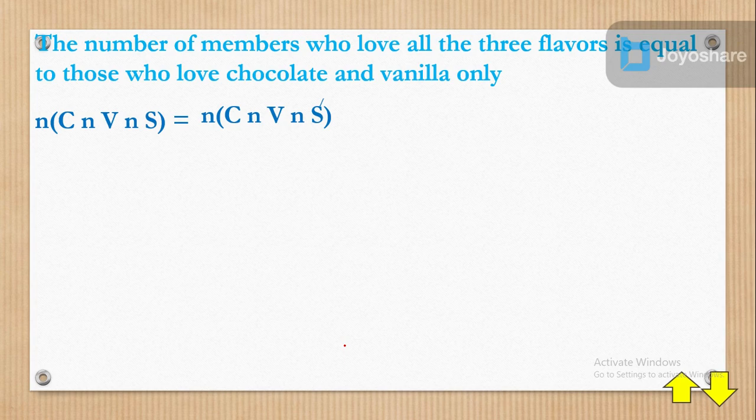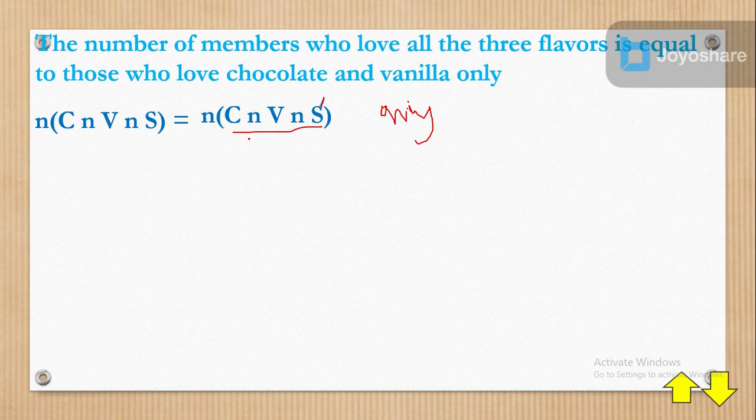Put a complement on s. Here we have a complement on this s. So when you have c and v, if you have 3 letters written but one of them has a complement, you read the ones without a complement, then you add the word only. That's why this one says love chocolate and vanilla only. We write like that. This one means all the 3.